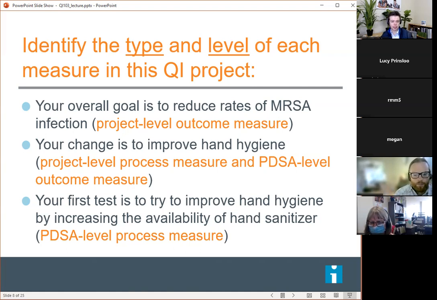Okay, so your first test is to try and improve hand hygiene by increasing the availability of hand sanitizer. That is not the end. So getting availability of hand sanitizer is definitely a process measure, and it's something you do at the PDSA level because you might not continue measuring that ad infinitum. Okay.